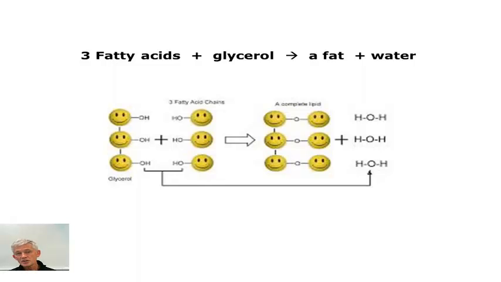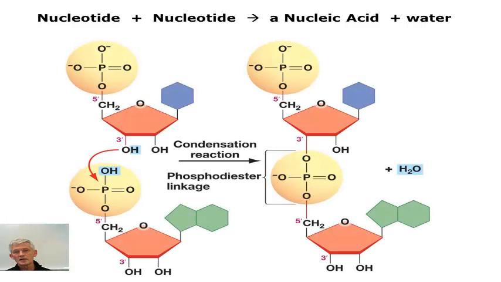And because each of those glycerol molecules has 3 OHs, and they're taking 3 H's from the fatty acids, guess what you get? You get 3 water molecules as a product as well. Then the last one would be the nucleic acids. Nucleic acids are formed by dehydration synthesis of nucleotides. A nucleotide plus a nucleotide gives a nucleic acid like DNA or RNA, and again water.